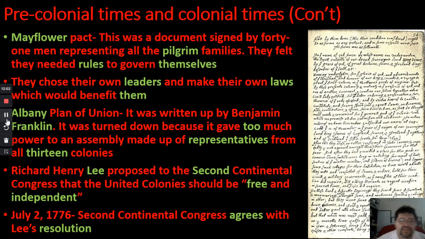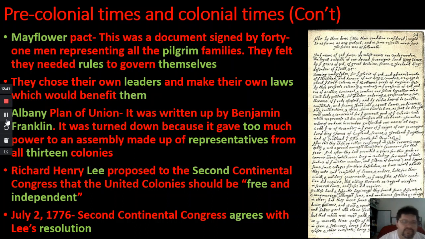Now, one of the first documents here in the New World in America was the Mayflower Pact. Basically, this document was signed by the 41 men who represented the Pilgrim families that came here, back on Plymouth Rock and all that stuff. And they needed rules to govern themselves, so they got together and came up with this pact of rules to follow. They chose their own leaders and made their own laws that would benefit them.